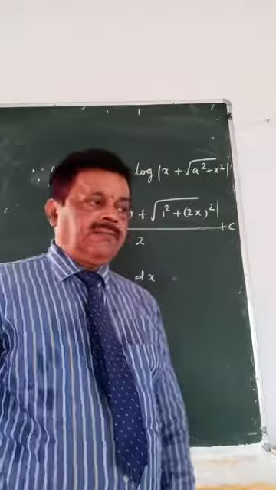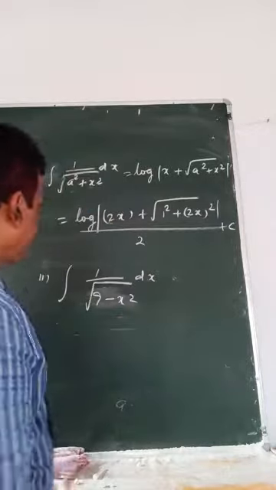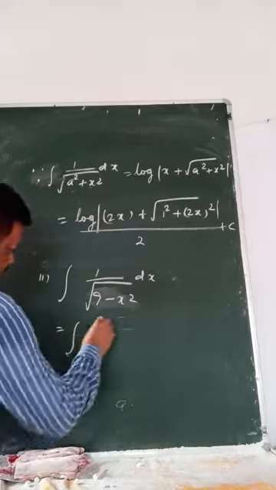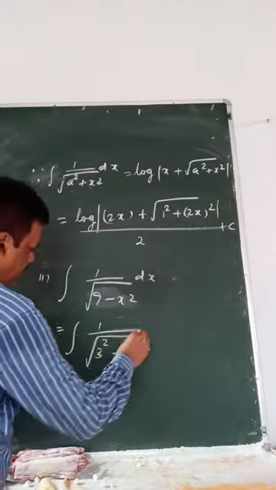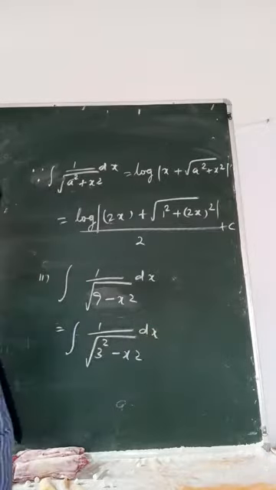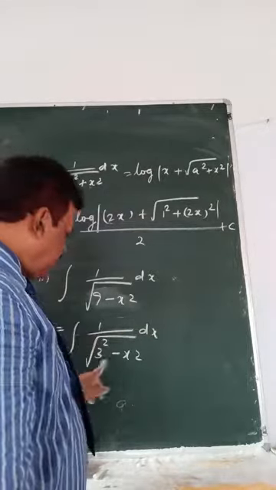So what will you get? Now write in the square form. So that will be 3 square minus x square under square root. Okay, because you have tried in square form.